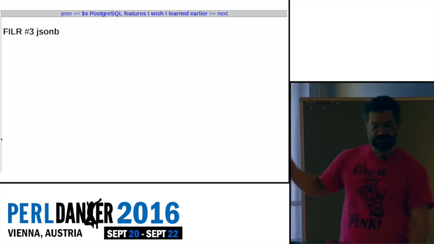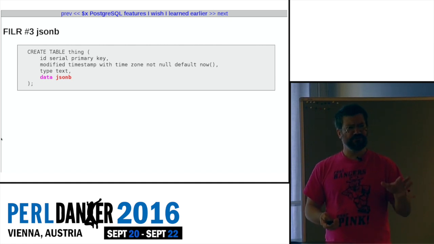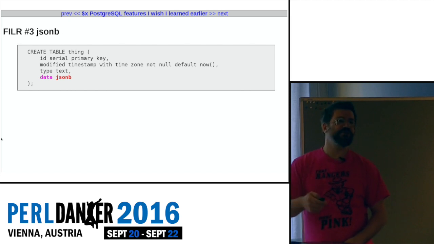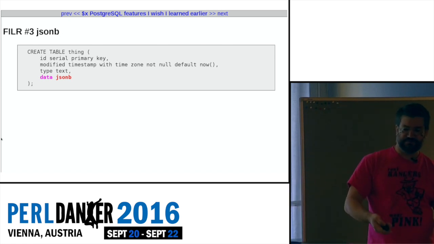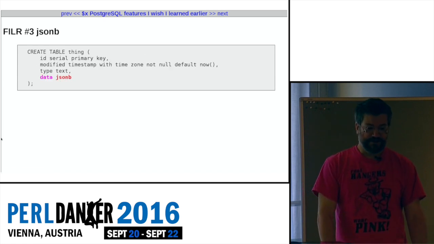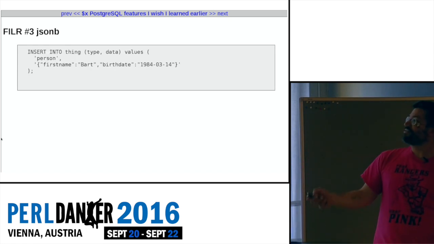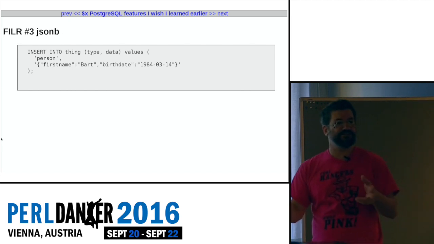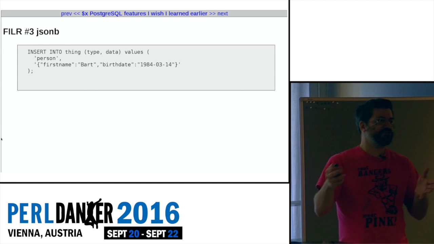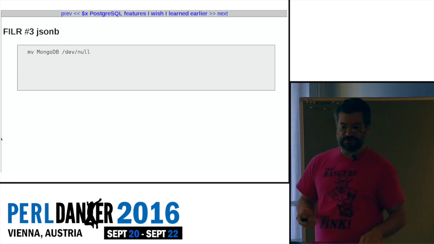I mentioned JSONB in the slides earlier. It's a newer data type introduced in Postgres 9.4, I think. JSON is older, but JSONB is the newer one. It's JSON binary. It has a bit more features and is a bit faster. So you can just define a column with type JSONB, and then you can insert JSON into the database. But it's not just a string of JSON, it's actually JSON, and Postgres can do stuff with it.